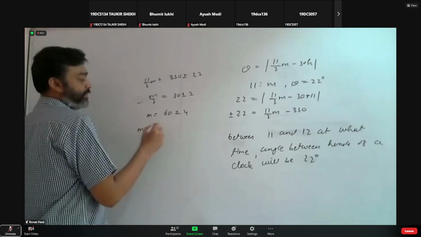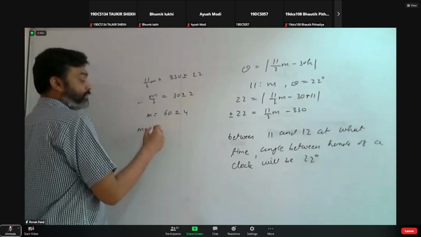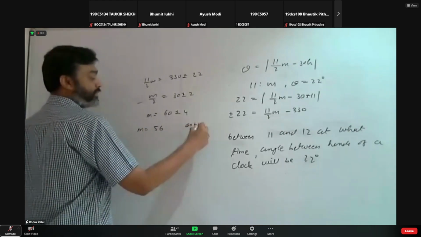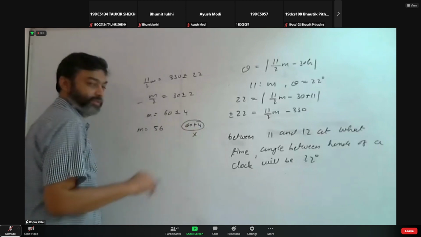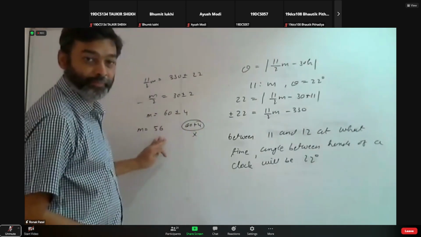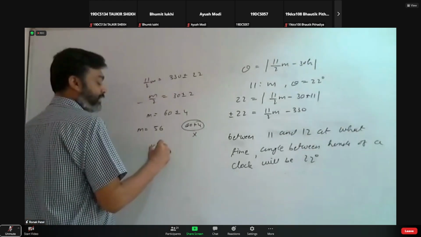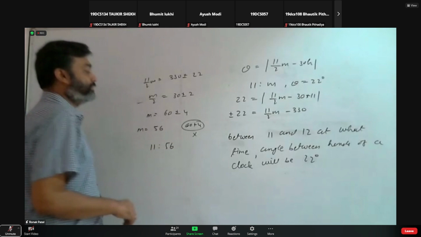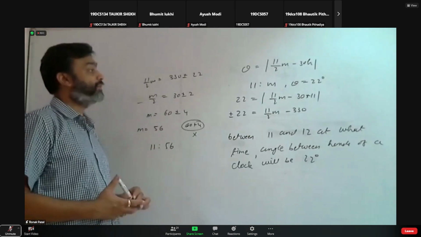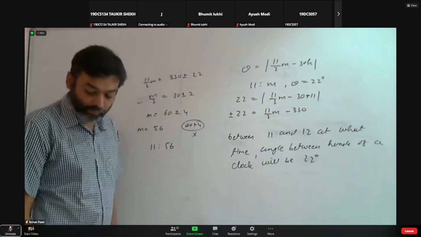So either m equals 60 minus 4, that is equal to 56, or 60 plus 4. 60 plus 4 will not be considered because it is more than an hour and that is not required. So the answer is 56. Here there is only one answer: 11:56, the angle will be 22 degrees. Also clear?